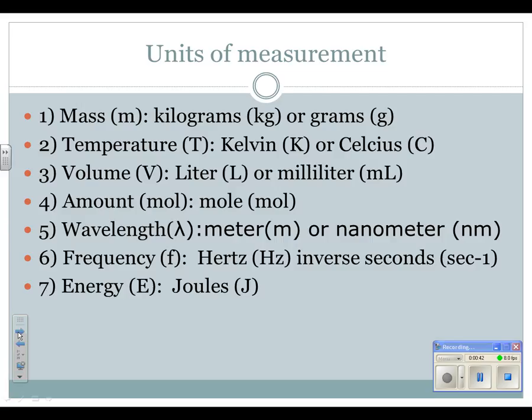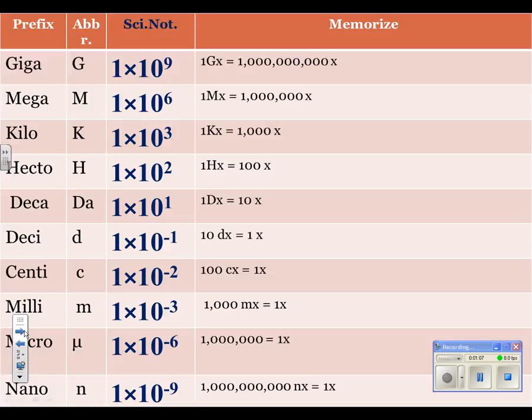Wavelengths is meters or nanometers. That's unit 5. Frequency is going to be in hertz or inverse seconds. That's second minus 1. That's unit 5 as well. And then energy, also unit 5, is in joules. So be familiar with those. You will use them a lot. You'll be expected to name or put your unit with whatever you're doing with. We don't ever use naked numbers, as the saying goes.